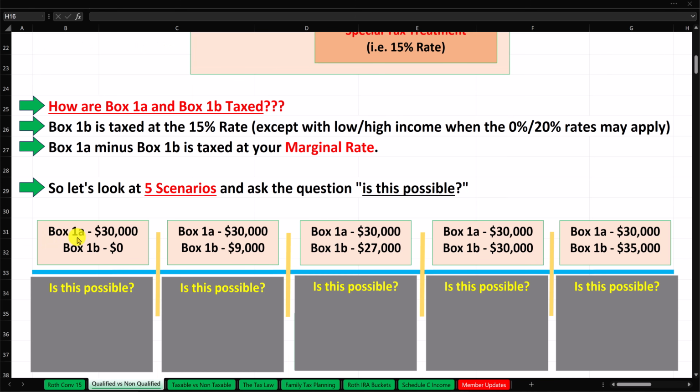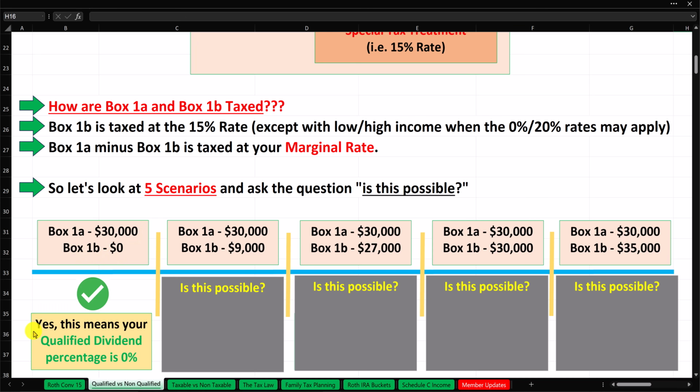Scenario number 1, box 1A has $30,000 in it, box 1B has $0 in it. Is this possible? And the answer is yes. This would mean that your qualified dividend percentage is 0%. In other words, your qualified dividends are 0% of this amount right here.